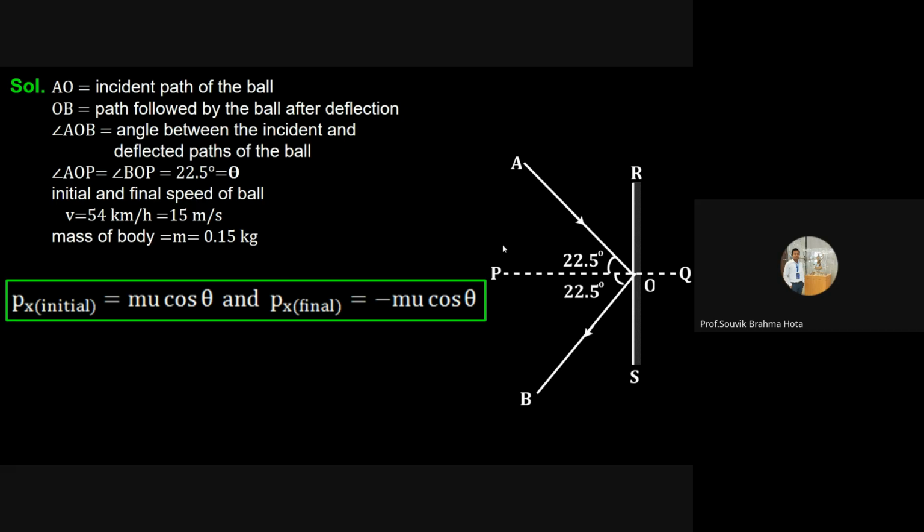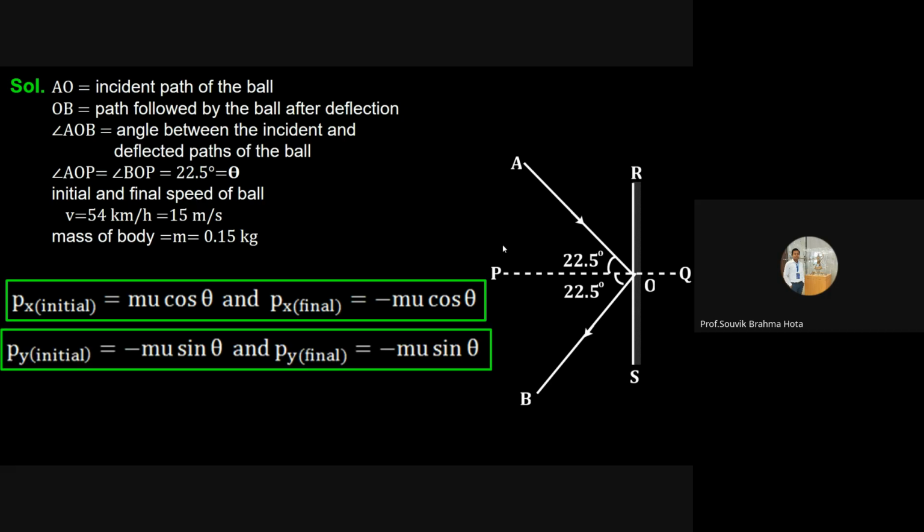Here m is mass and u cos theta is the velocity component along the x-axis, and Px final, the final momentum, is equal to minus mu cos theta. Why minus? It is the reverse direction, m into minus u cos theta. And Py initial was minus mu sin theta. Py final is also equal to minus mu sin theta.